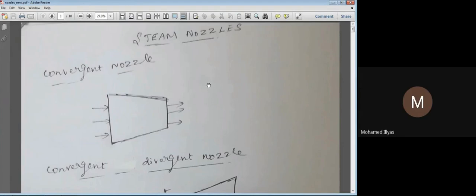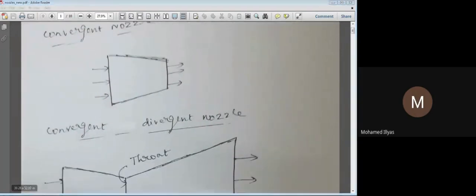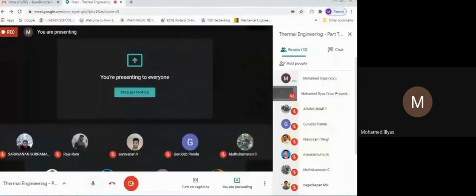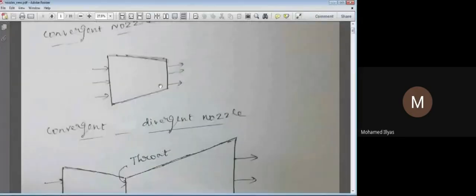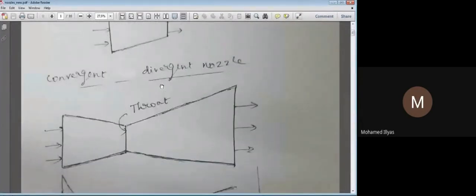Now, before going to the theoretical part, let us first understand something about the nozzles. Nozzles are variable shaped devices. It is not a constant diameter; it is a variable shape. There are two types of nozzles. One is called the convergent nozzle. Another one is called the convergent divergent nozzle.